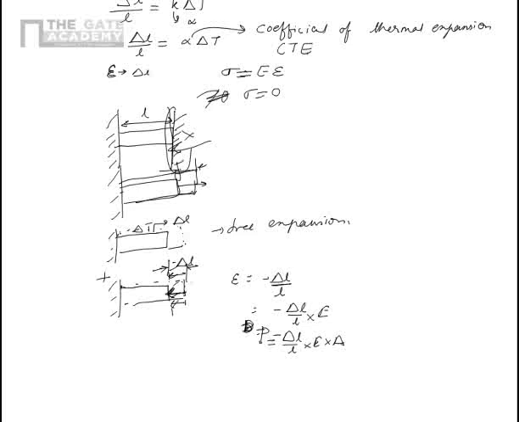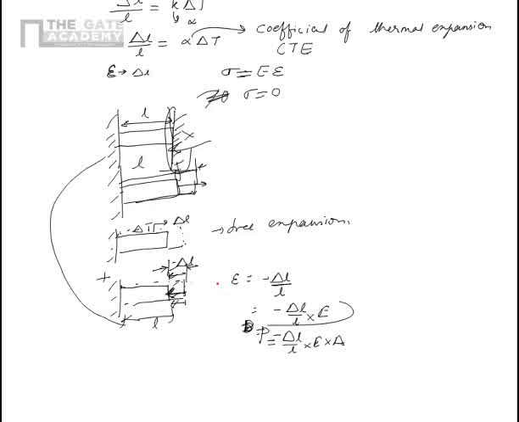Now you see, in this case finally there is no strain, because the original length L remains the same. This is the final length L. So there is no change in length, hence there is no strain, but there is a stress in the bar. So this is the reverse case, wherein there is a stress but no associated strain, while in case of free expansion, there is a strain but no associated stress.